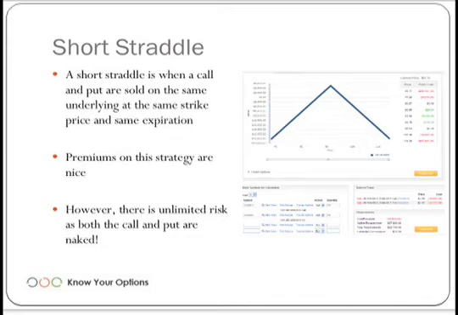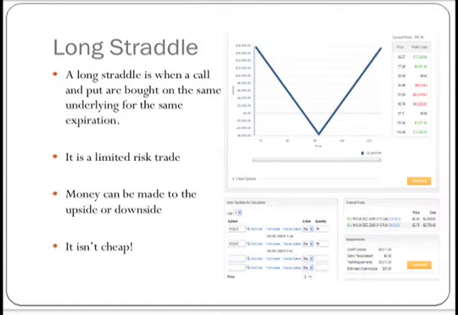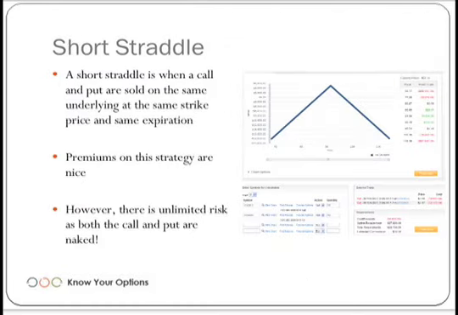The opposite of the trade is a short straddle. The short straddle is the enemy of the long straddle. That's the opposing trade, so to speak. Now, a short straddle is when you'll sell a naked call at the money and sell a naked put at the money on the same underlying, at the same strike price, and the same expiration.